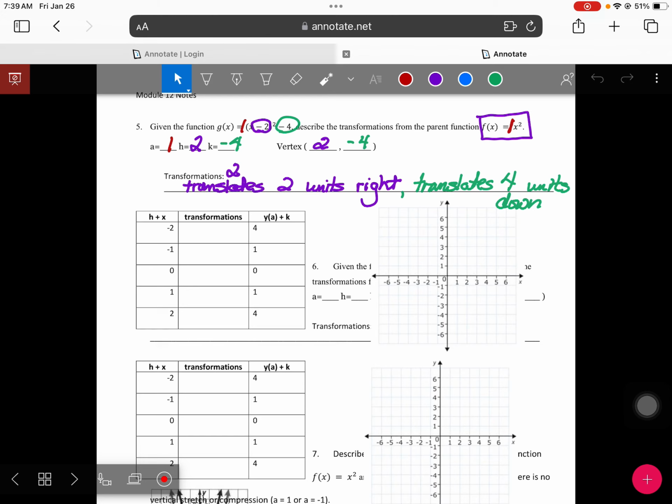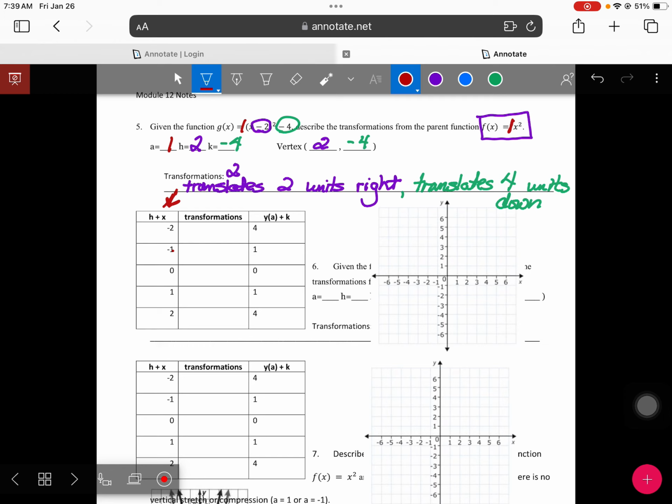Okay, so the 1 was not a change, so there was no transformation to make in there. We need to remember that this is starting from our parent graph. Our parent graph is always going to have what we call the Fab 5: -2, -1, 0, 1, and 2. Those 5 middle x coordinates.